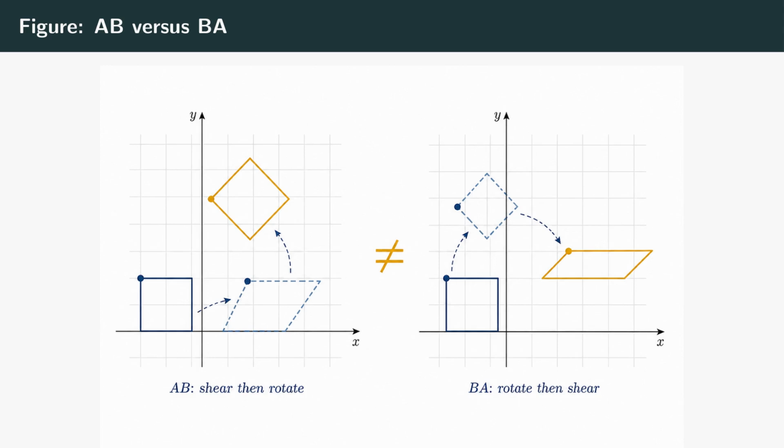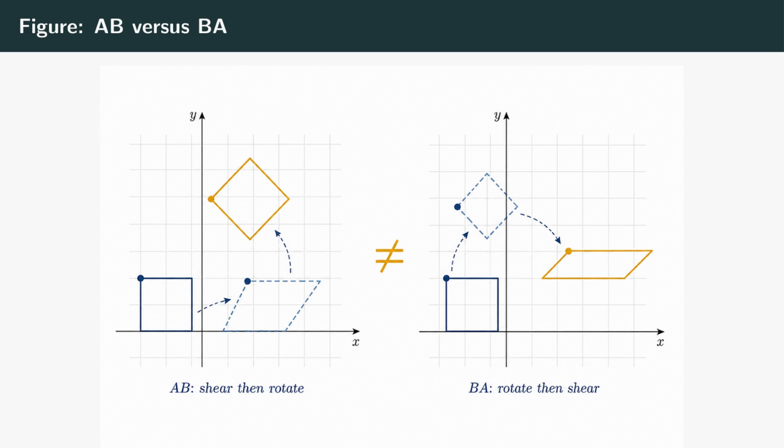Let's see non-commutativity directly. 2 panels, each starting from the same unit square, marked asymmetrically so we can read its orientation. In the left panel, we apply A times B, shear first, then rotate. The square is sheared into a slanted shape, then that slanted shape is rotated, landing in one final bold position. In the right panel, we apply B times A, rotate first, then shear. The square is turned, and then that turned square is sheared, landing in a clearly different final position.